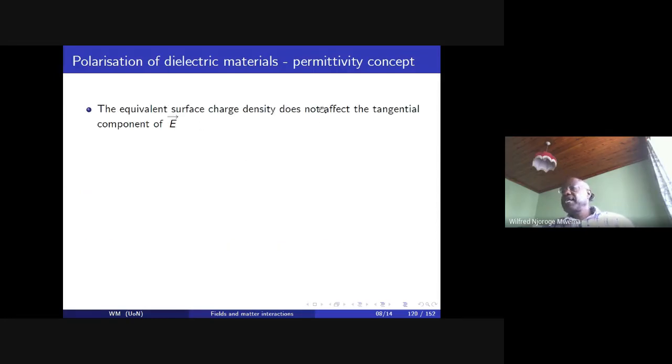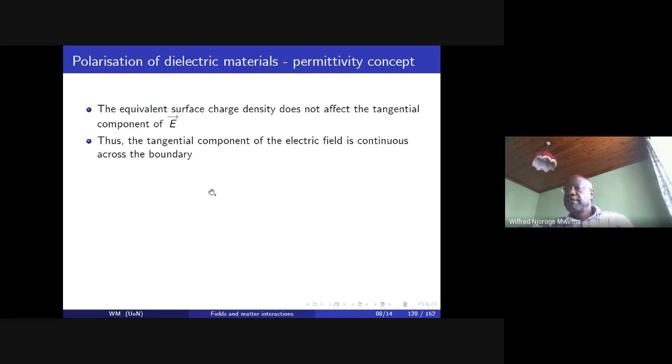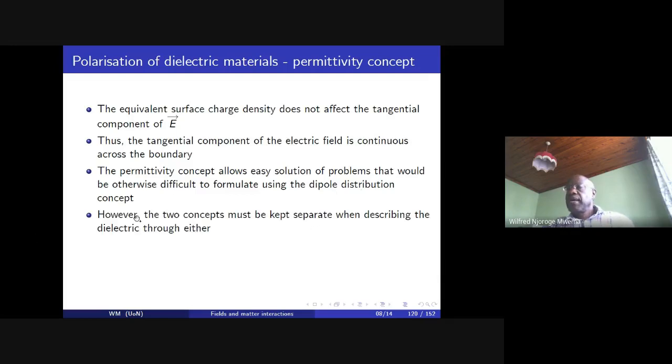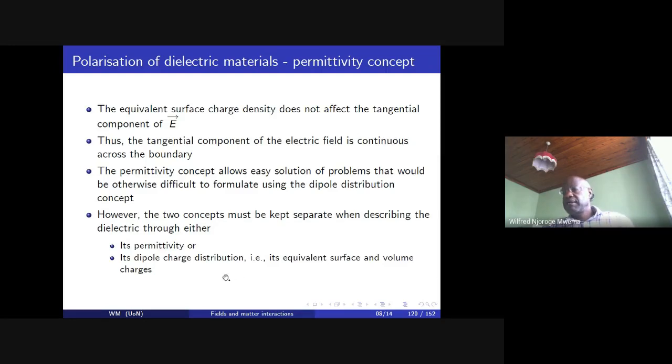The equivalent surface charge density will not affect the tangential component of E, and therefore the tangential component of the electric field intensity will be continuous across the boundary, just like we have already proven in the previous lectures. So the permittivity concept allows an easy solution of problems that might sometimes be very difficult to formulate when we use the dipole distribution concept. But the two concepts must be kept separate, whether we describe our dielectric through its permittivity or through its dipole charge distribution, that is, its equivalent surface and volume charges.